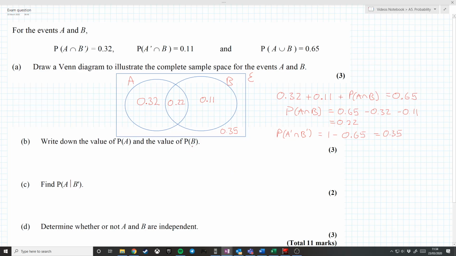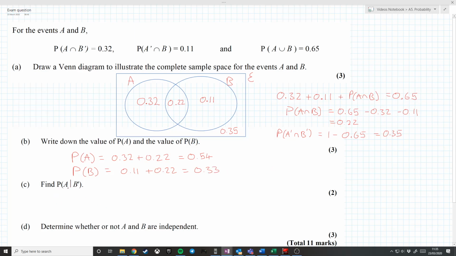So write down the value of probability of A and probability of B. Well, the probability of A is 0.32 plus 0.22. So it is equal to 0.54. The probability of B is equal to 0.11 plus 0.22. So it is equal to 0.33.